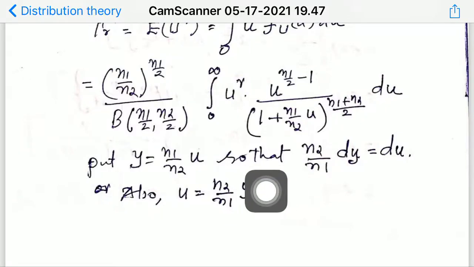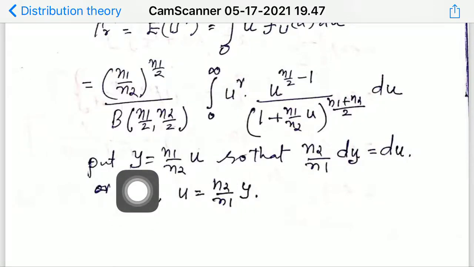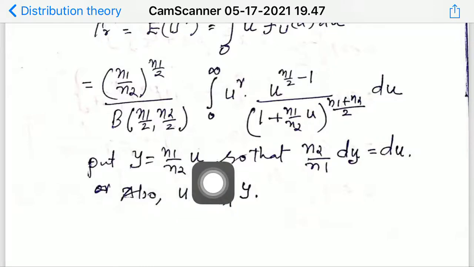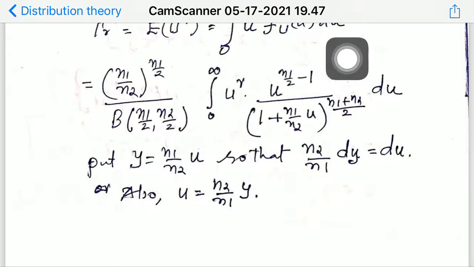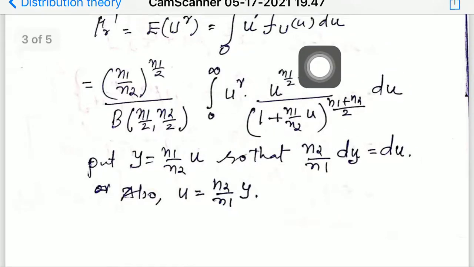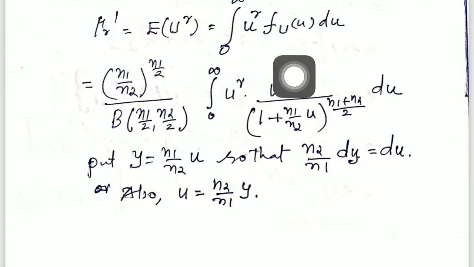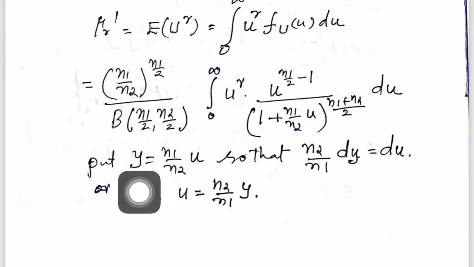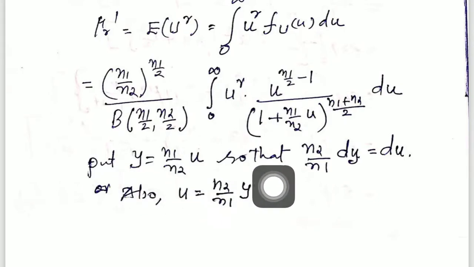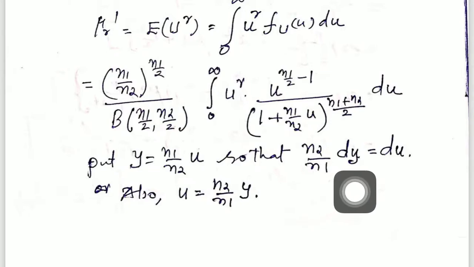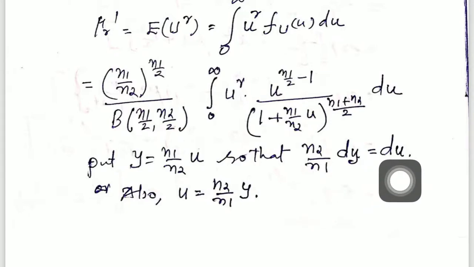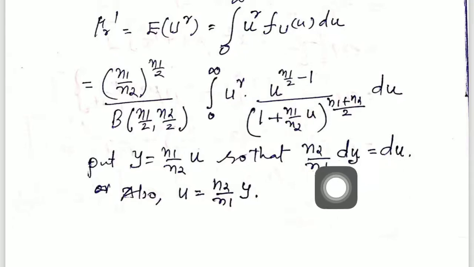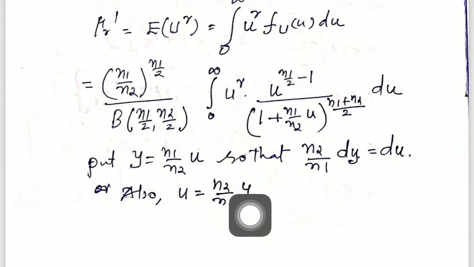Okay. And you can integrate this by putting y equal to n1 by n2 into u. Actually, you can put this into the form of a beta integral. That is what I am going to do. So for making that beta integral a very simple integral, you make the substitution y equal to n1 by n2 into u, so that n2 by n1 dy equals du, and u is of course n2 by n1 into y.